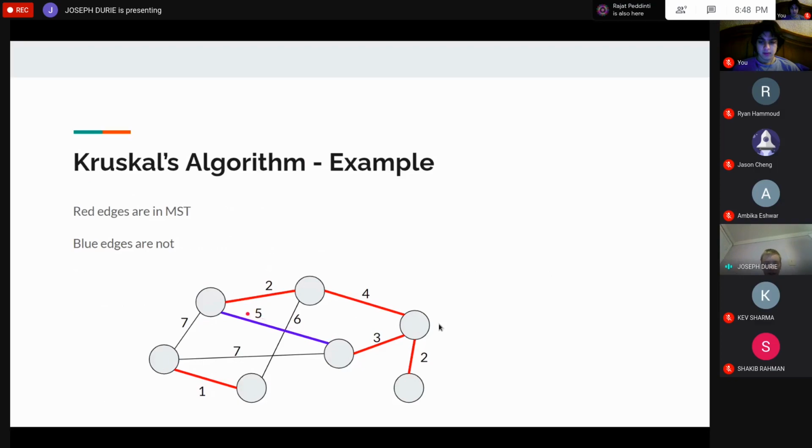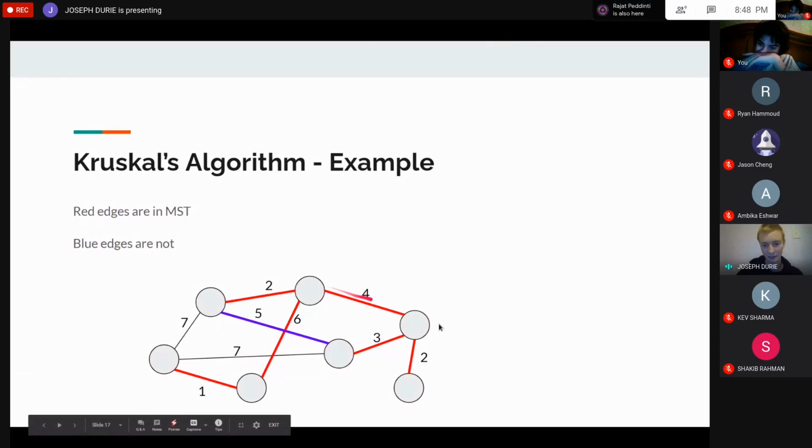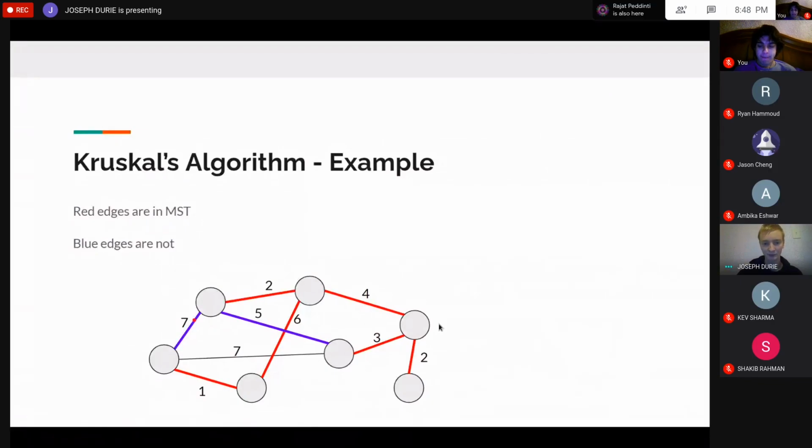Then we get to the 6th edge. Notice that these are in different components, so we can add these. But now, again, when we're looking at the 7s, everything is in the same component, because you can get from any vertex to any other using just these edges. So that means we can't take these 7s because they connect two things in the same component. So the approach makes sense?